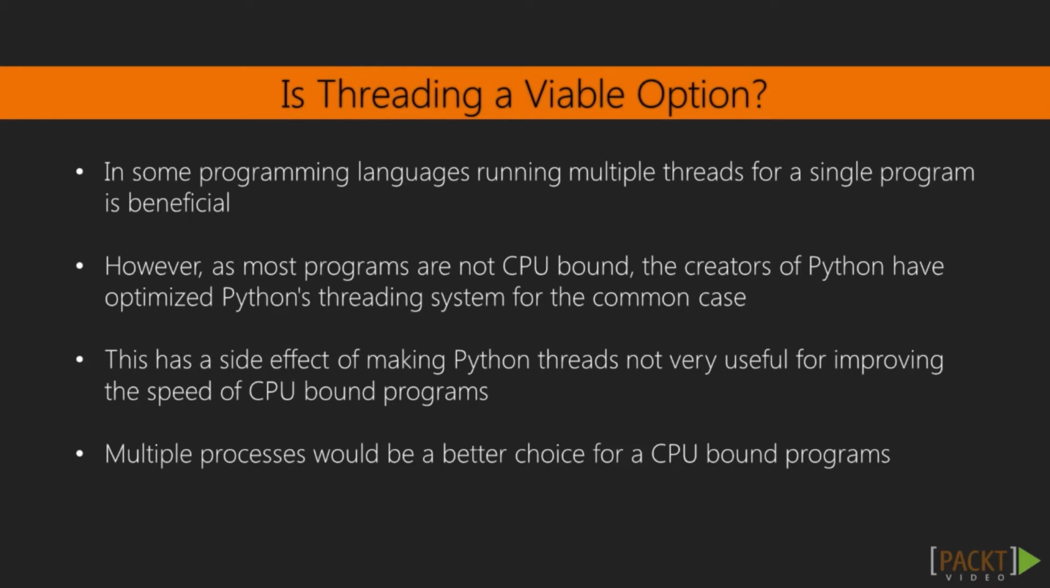In some programming languages, we can see that same benefit by running multiple threads for a single program. However, as I mentioned before, most programs are not CPU-bound, so the creators of Python have chosen to optimize Python's threading system for the common case, which has the side effect of making Python threads not very useful for improving the speed of CPU-bound programs. Besides, it's easier for the operating system to optimize the execution of multiple processes than multiple threads within a process. So even if threading were a viable option, multiple processes would be a better choice for a CPU-bound program.